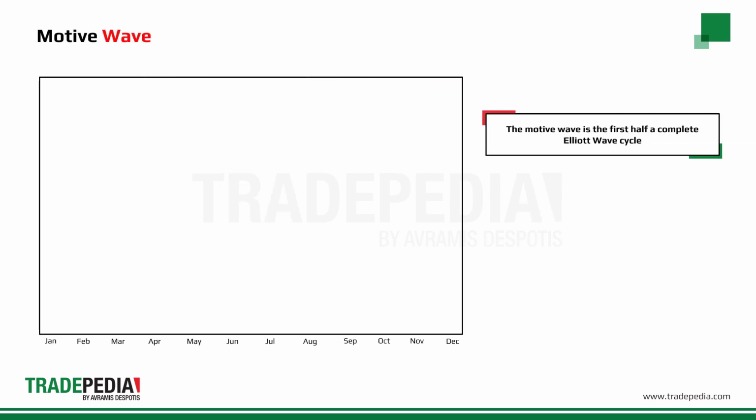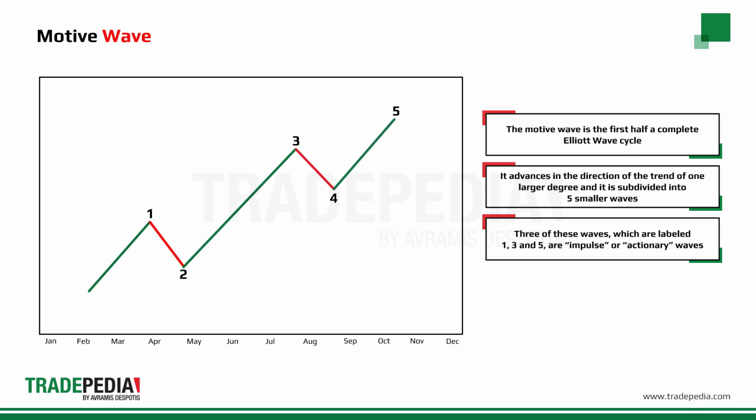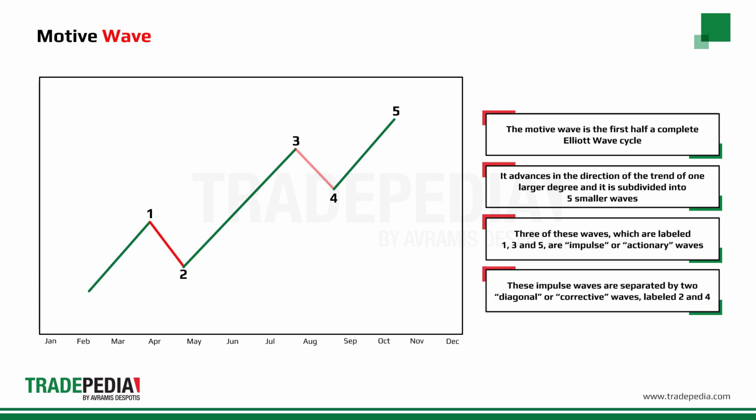The motive wave is the first half of a complete Elliott wave cycle. It always advances in the direction of the trend of one larger degree, and it is subdivided into 5 smaller waves, labeled as 1, 2, 3, 4, and 5. 3 of these waves, which are labeled 1, 3, and 5, are impulse or actionary waves that actually affect the directional movement, or in other words, move in the same direction as the trend of one larger degree. These impulse waves are separated by 2 diagonal or corrective waves, labeled 2 and 4, and are a requisite for overall directional movement to occur.